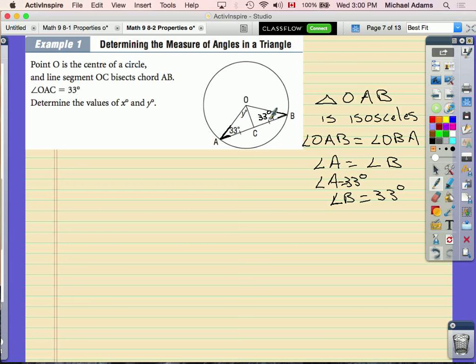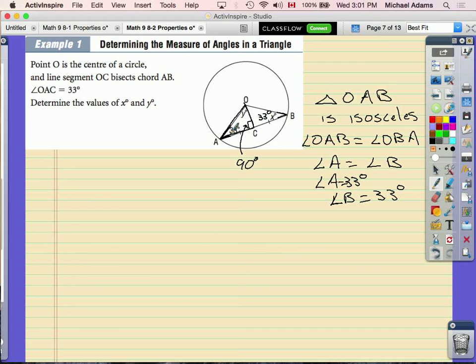So x was over here, which was angle B, that's 33 degrees. Now we have this one over here to find, which is y. Understanding this is actually pretty simple, because here if we take a look, we have a right angle triangle. And we know it's going to be a right angle because a line coming from the center of the circle and bisecting a chord has to make this perpendicular.